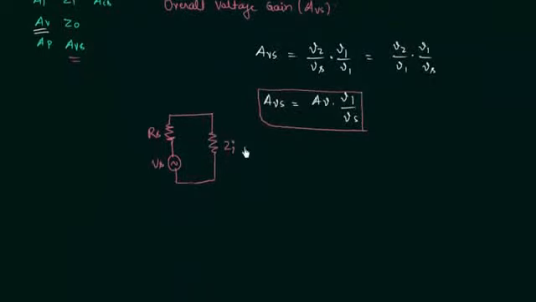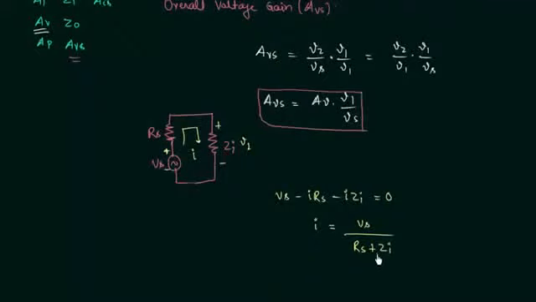So we have voltage V1 across the impedance Zi, and let's say current flowing in this circuit is equal to I. By using Kirchhoff's voltage law, we have Vs, polarity of Vs is like this. So we have Vs minus I Rs minus I Zi equal to 0. So the current I is equal to Vs divided by resistance Rs plus impedance Zi.